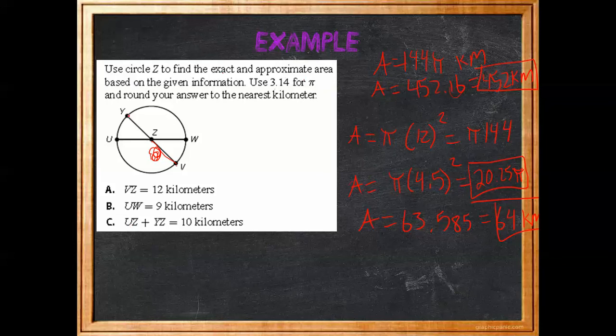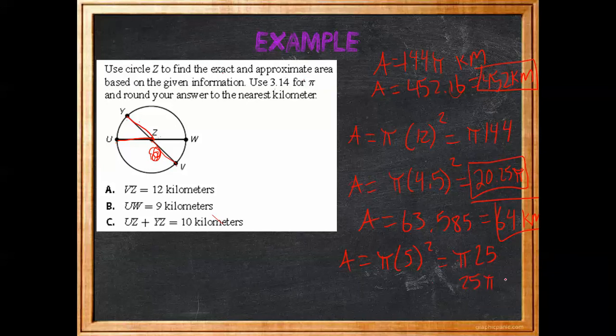Here it says UZ plus YZ equals 10 kilometers. UZ and YZ are both radii. So if they add up to 10, then we can divide 10 by 2, and we know that they equal 5 each. So then area would equal pi 5 squared. 5 times 5 is 25. So we have pi 25, or 25 pi.